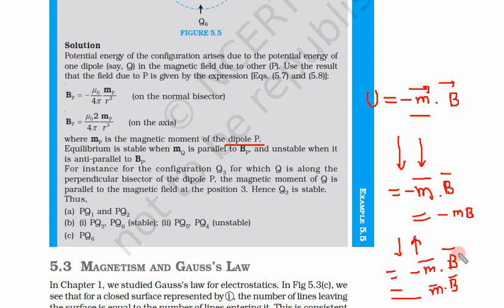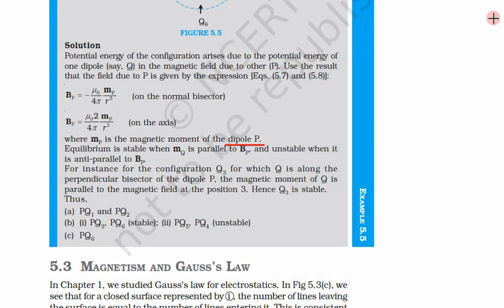So this is the condition of unstable equilibrium. This is the condition for stable equilibrium. Lowest energy, highest energy. Anti-parallel is unstable, and parallel is stable. But these are both conditions for equilibrium. Equilibrium is stable when MQ and BP are parallel, and unstable when they are anti-parallel. So that we have already seen.